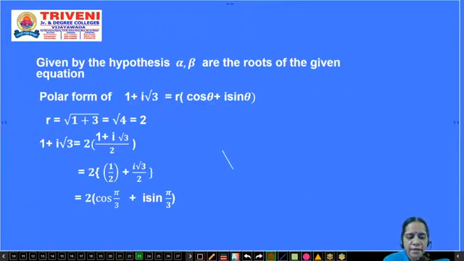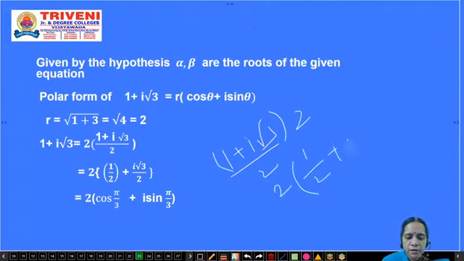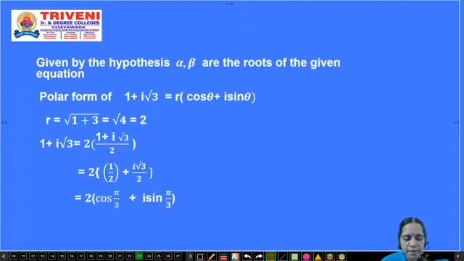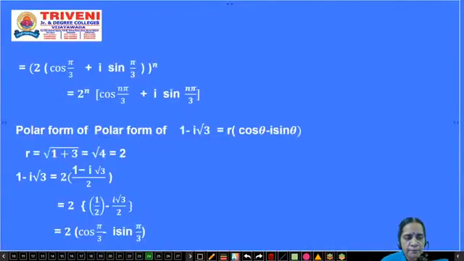In 1 plus i root 3, we have to multiply and divide by 2. That is equal to 2 into (1 by 2 plus i into root 3 by 2). This can be written in the theta form. We have to write the cos form here and the sin form here. Cos pi by 3 is 1 by 2 and sin pi by 3 is root 3 by 2. That is equal to 2 into (cos pi by 3 plus i sin pi by 3).